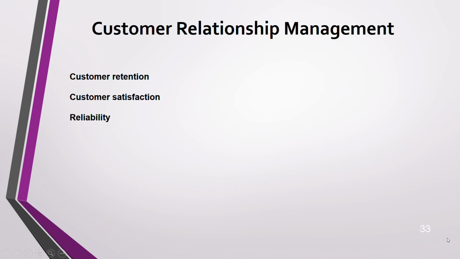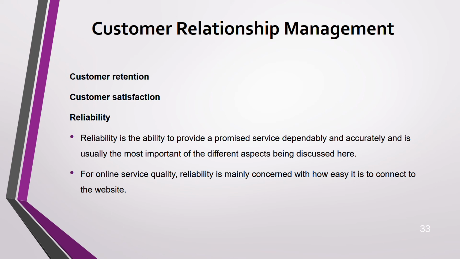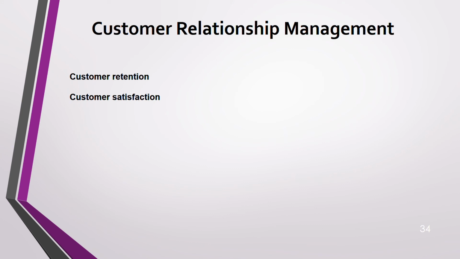Second is reliability. After tangibles, reliability: how reliable is the service that you have promised to deliver. Here also, because it's online, how reliable is your online service? Reliability means what? How easy it is to connect to the website. For example, some websites you see are inaccessible. If they're inaccessible some of the time, okay, then customers will lose confidence in that retailer. You have to make sure you're accessible all the time.